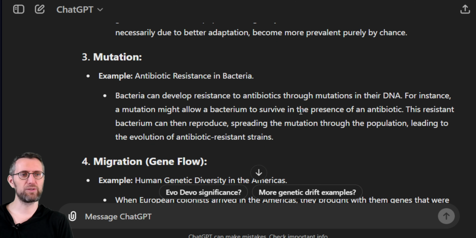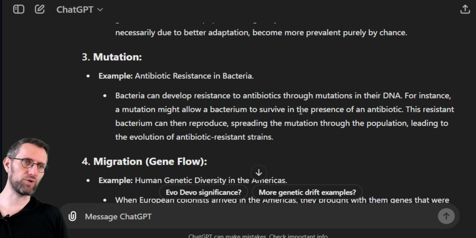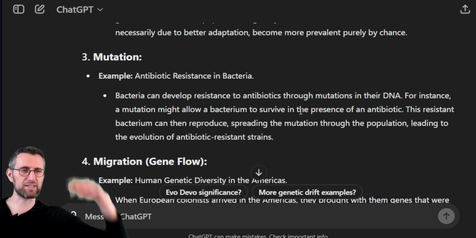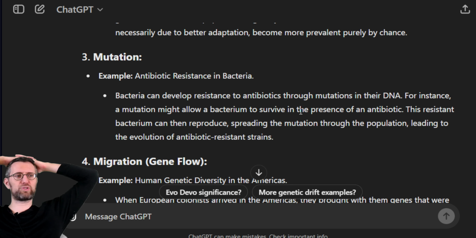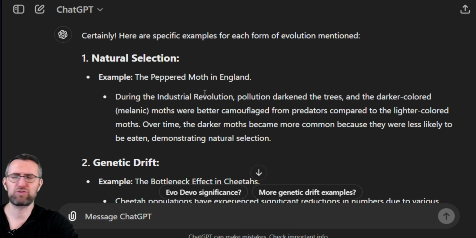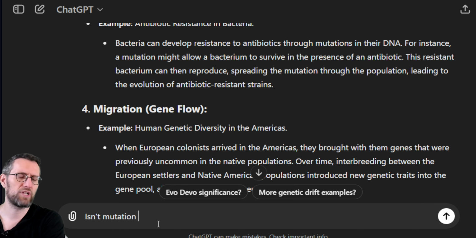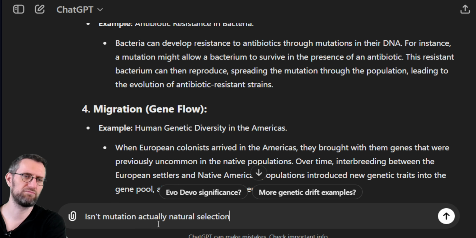Mutation. So here we have the example of antibiotic resistance in bacteria. Bacteria can develop resistance to antibiotics through mutation in their DNA. For instance, a mutation might allow a bacterium to survive in the presence of an antibiotic. This resistant bacterium can then reproduce, spreading the mutation through the population, leading to the evolution of antibiotic-resistant strains. But I don't understand, isn't that natural selection? Let me just ask. Isn't mutation actually natural selection?